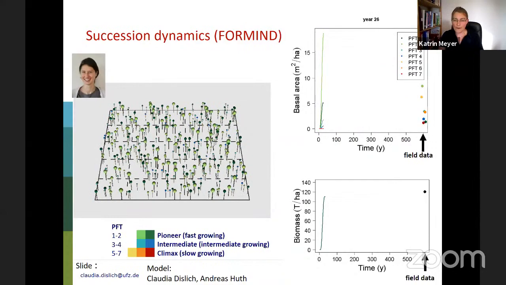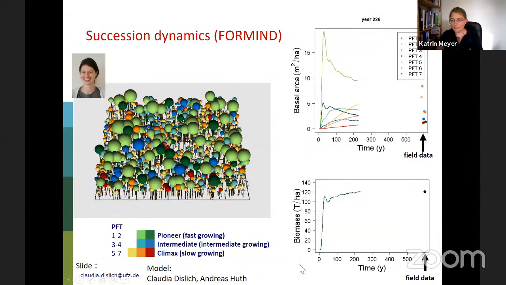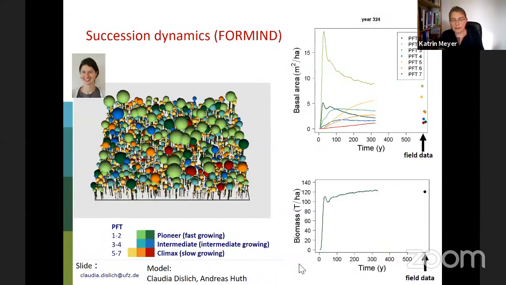So for the basal area, and also if you look at the plot on the bottom right, for biomass, you see the same over time, and the field data is approached very nicely and it works very nicely. It shows that this model is structurally realistic.